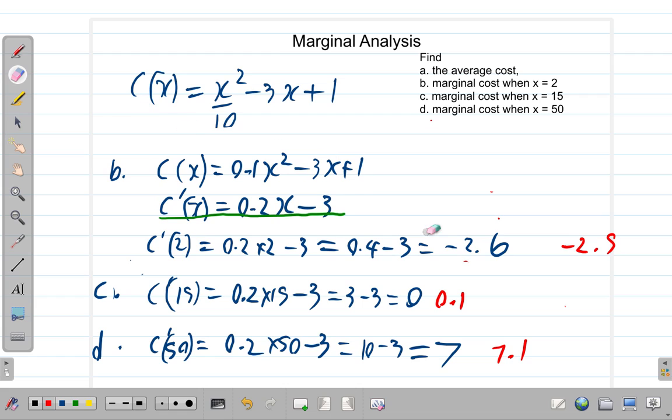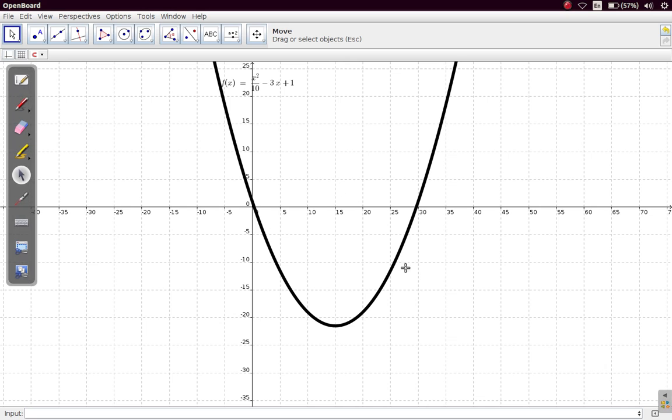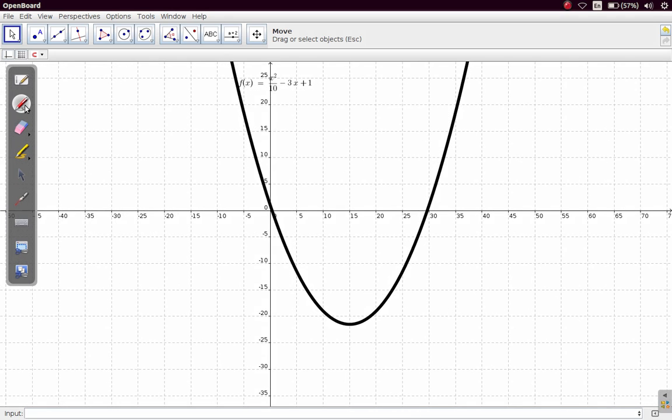Now, at 2, the accurate value is negative 2.6. The approximate value is negative 2.5. Negative 2.6, negative 2.5. So let's write those down. Let's change the colors here. Negative 2.6, and in red, negative 2.5. Alright, good.